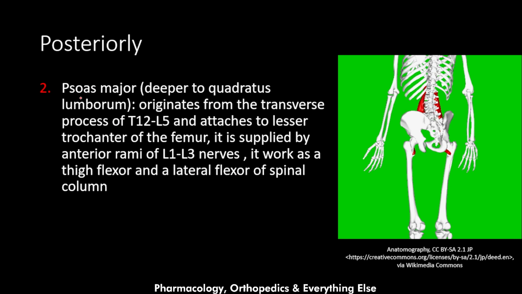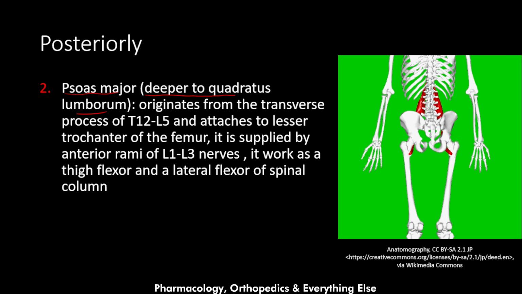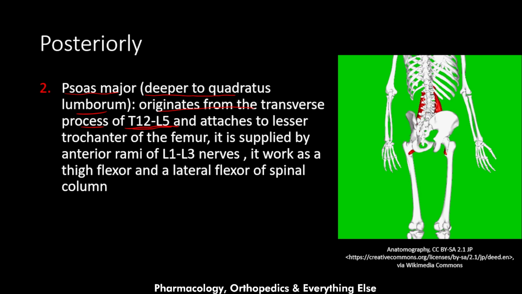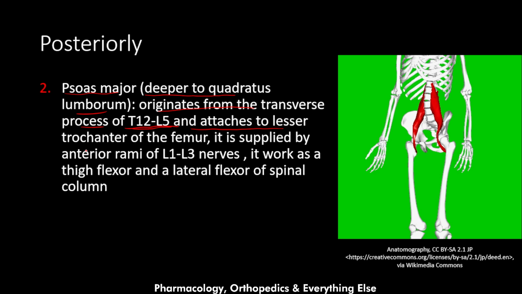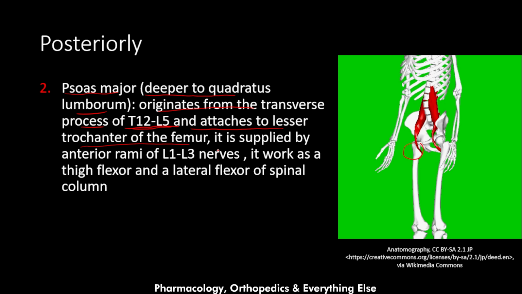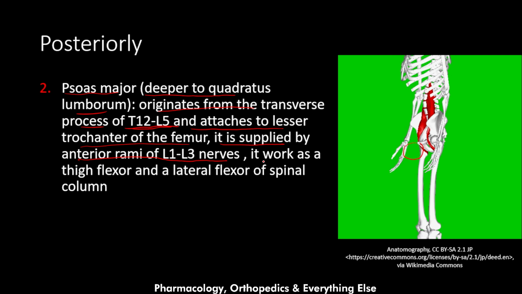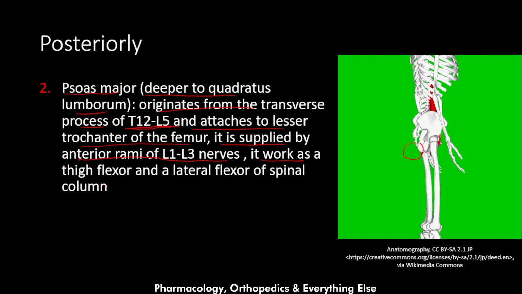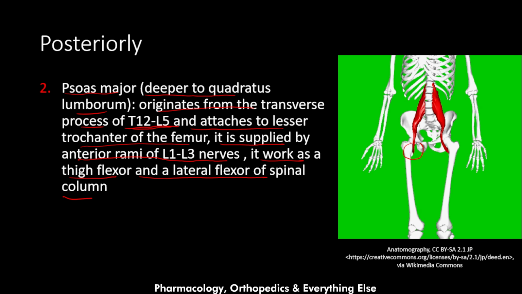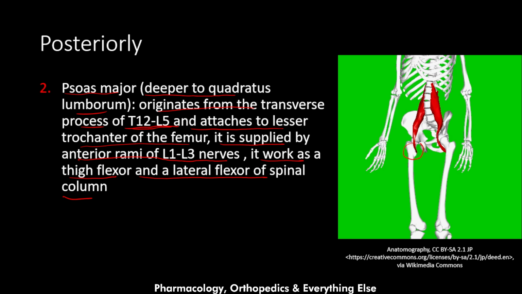The second muscle is the psoas major. This is deeper to the quadratus lumborum. It originates from the transverse processes of the T12 to L5 and attaches to the lesser trochanter of the femur. So it attaches to the femur right here, and it is supplied by the anterior rami of the L1 to L3 nerves, and it works as a thigh flexor and a lateral flexor of the spinal column. So it works on the femur bone to flex it, and it also laterally flexes the spinal column.